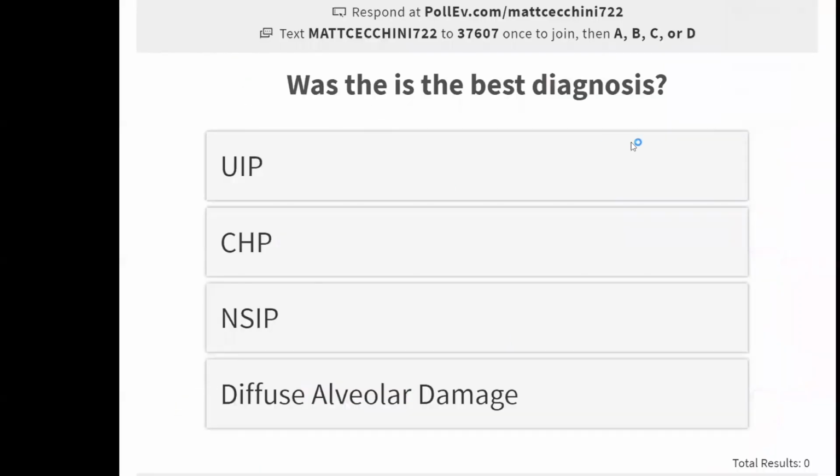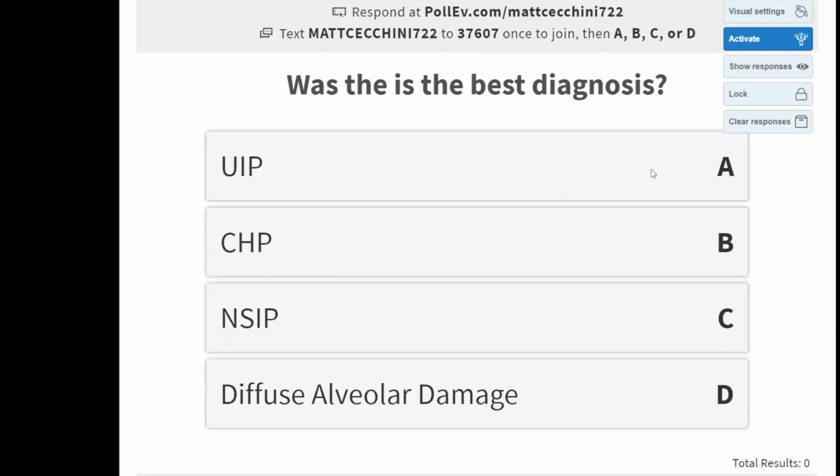So what are people thinking the best diagnosis is for this case? Is it A, usual interstitial pneumonia? Is it B, chronic hypersensitivity pneumonia? Is it C, nonspecific interstitial pneumonia? Or is it D, diffuse alveolar damage?